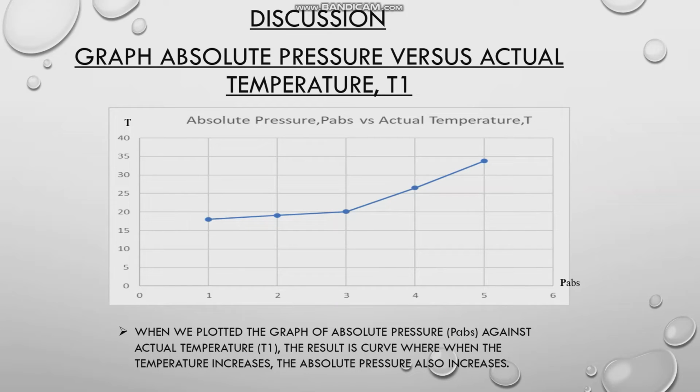Discussion: Graph of absolute pressure versus actual temperature T1. When we plotted the graph of absolute pressure against actual temperature, the result is a curve where when the temperature increases, the absolute pressure also increases.